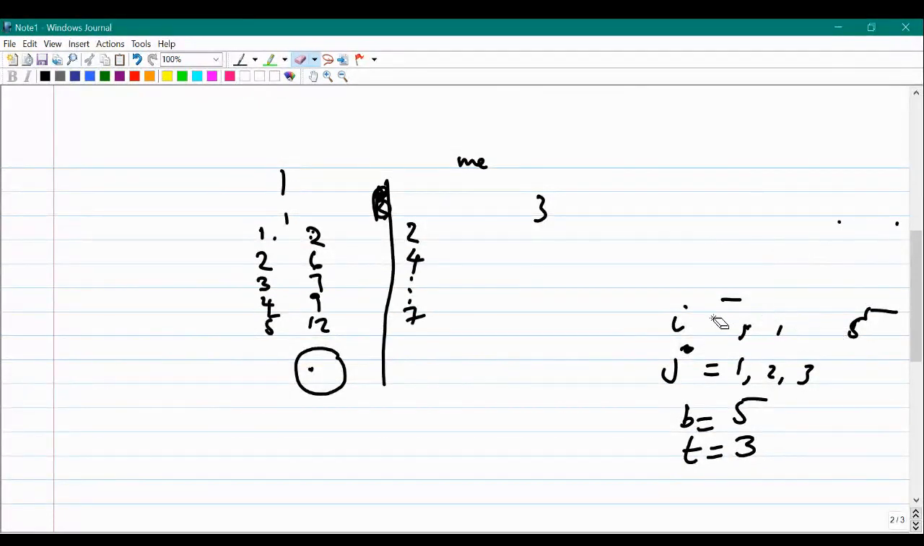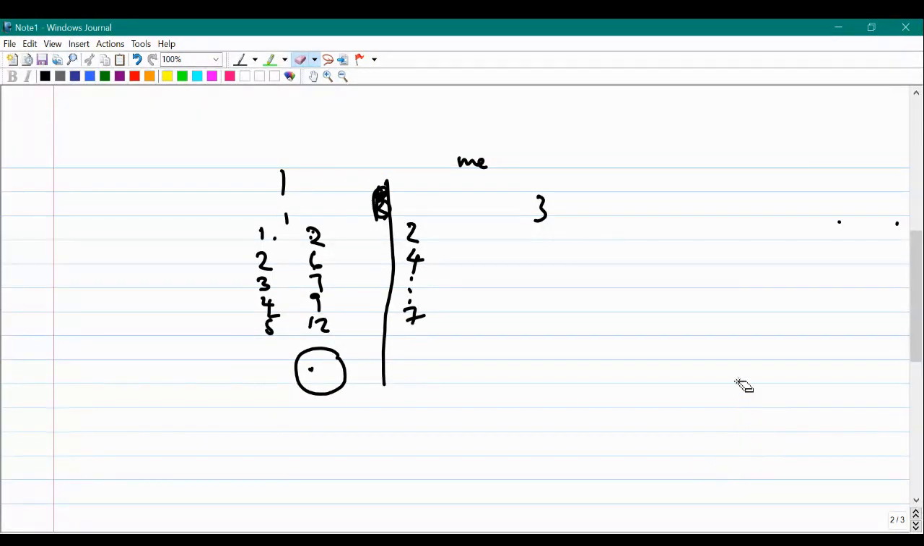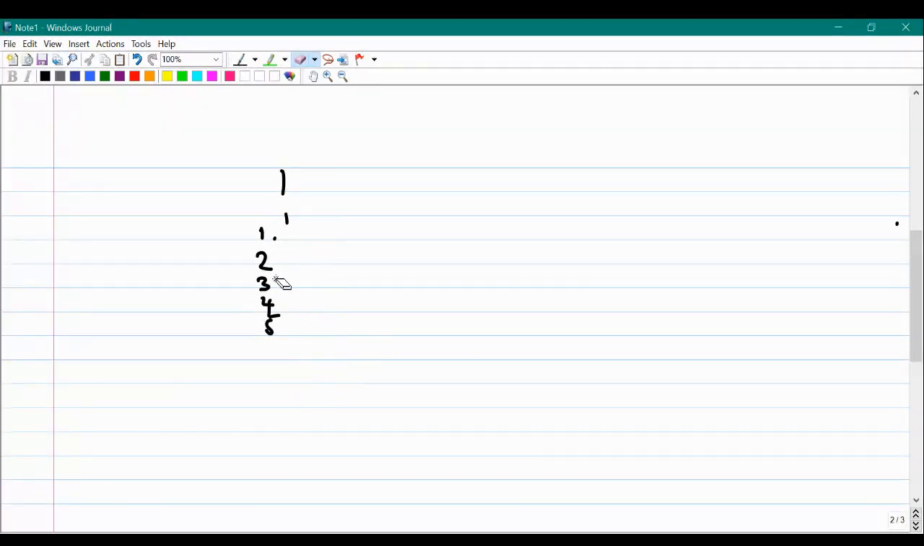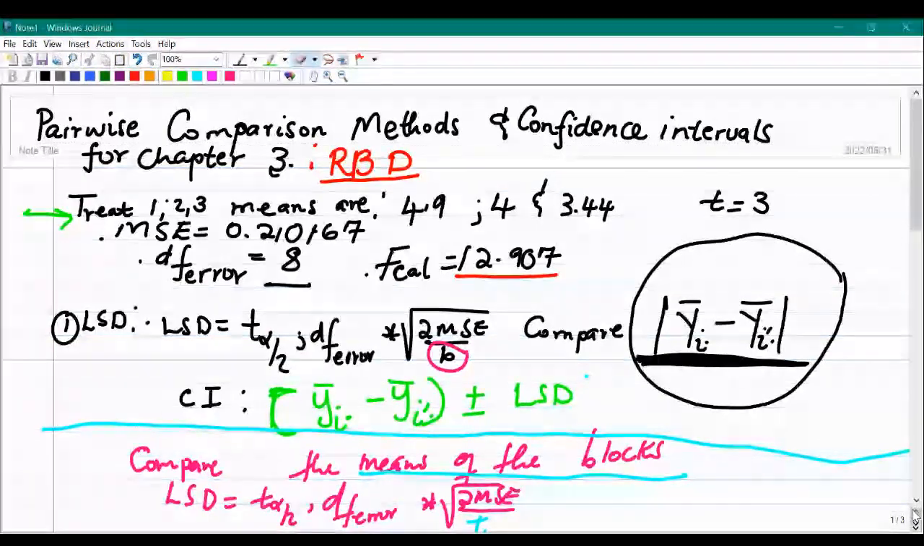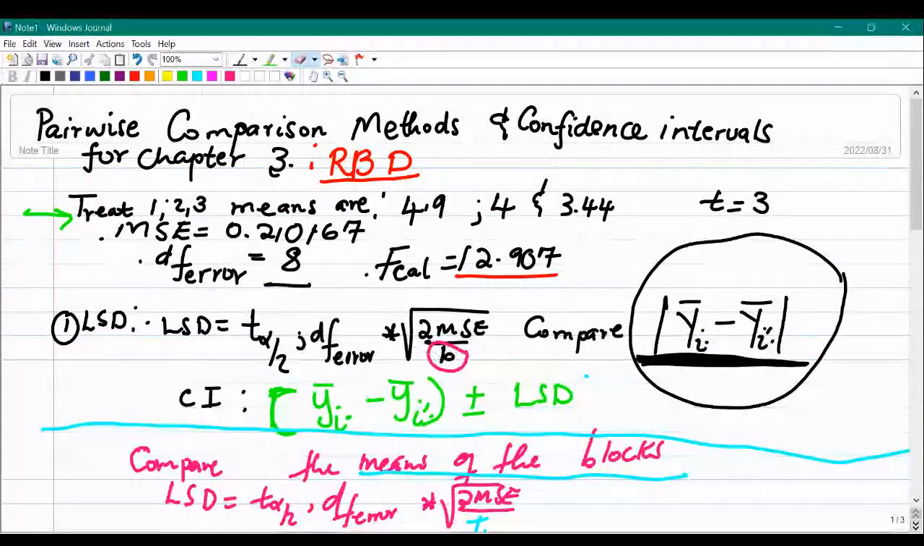So let's continue, leaders. Let's continue with our example. Now we have those three means. Let's apply the formula. The issue of layout is applicable for all the sections. You must understand the layout. So now let's do the pairwise comparison. From there, we'll move to the confidence intervals.